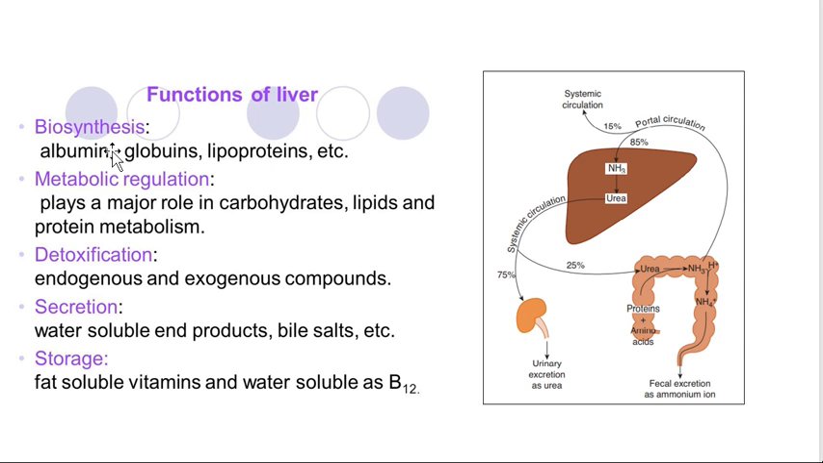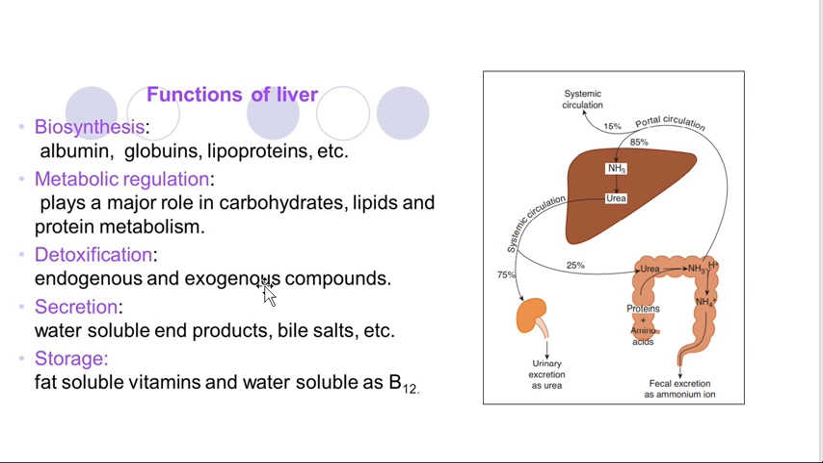The second function of the liver is metabolic regulation. We know that the liver is very important when we talk about carbohydrate, lipids, or protein. So it has all the metabolic regulation functions. Most important for carbohydrate, we know that it also acts as a storage organ, because glucose is not only metabolized but stored in the liver.